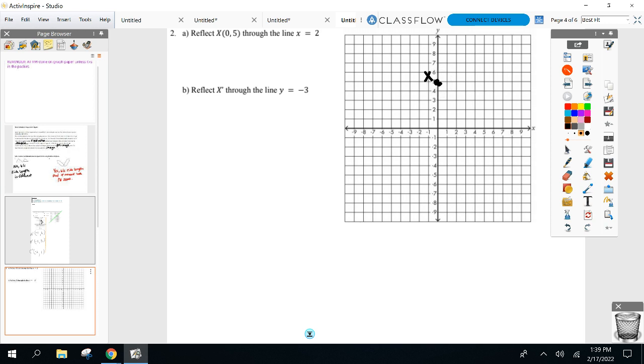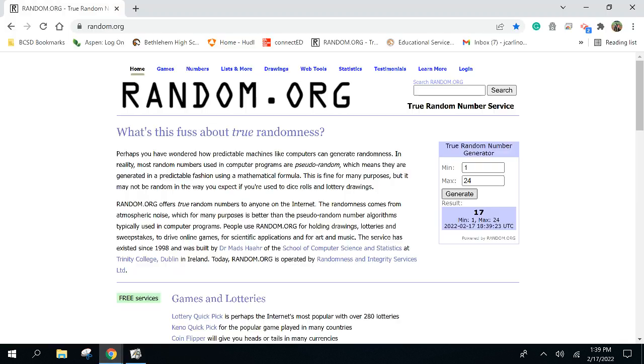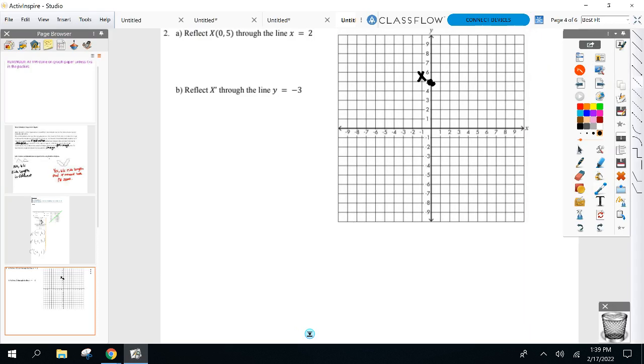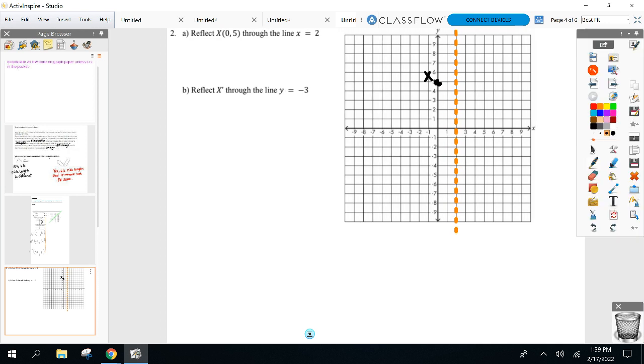First thing, take it, reflect it through the line X equals 2. We just talked about Y equals. What's X equals again? What type of line? Don't say straight. X equals 2. Vertical. Vertical, going through 2, everybody. So 1, 2, I got this vertical line right here. Please reflect X through that vertical line. And let me know what the coordinates are for X prime.